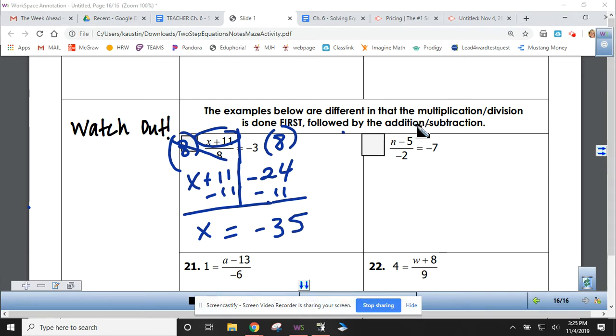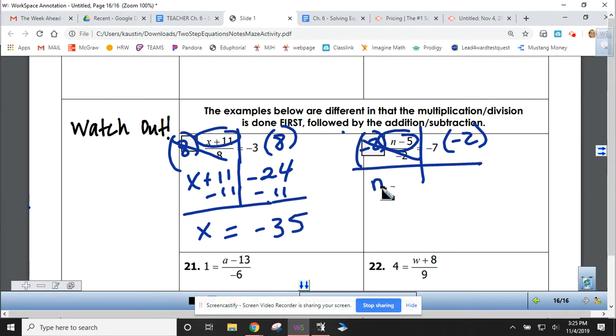Number 20, same process. I need to break up this fraction by multiplying by its denominator. Instead of dividing by negative 2, I'm going to multiply each side by negative 2. That'll get rid of this denominator. Bring this down. I've got n minus 5 equals negative 7 times negative 2 is positive 14. To get rid of this minus 5, I do the opposite and I add it to each side. I've got n equals 19.